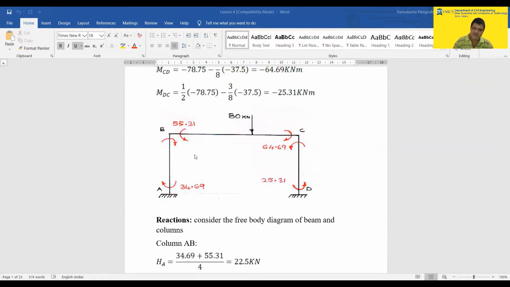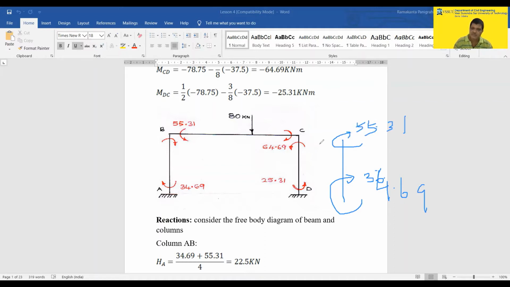Now we'll find the value of HA. We have taken the column AB. In the column AB, there are no other loads, only MAB and MBA. MAB is clockwise, MBA is clockwise. So if you again draw the figure of AB, in AB we have a moment of 34.69, and here you have a moment clockwise, that is 55.31.